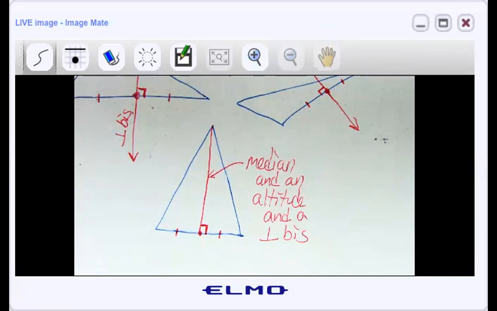How interesting. I wonder what type of triangle this must be. I'll tell you, it's an isosceles. If you have an isosceles or an equilateral triangle, one of these segments drawn from the right vertex can be all of them. Isn't that fascinating? So anyway, guys, all you need to do on your homework tonight is identify which thing you have.